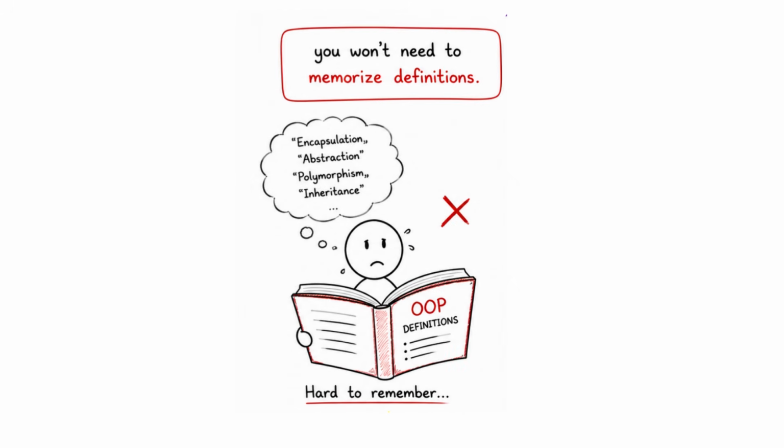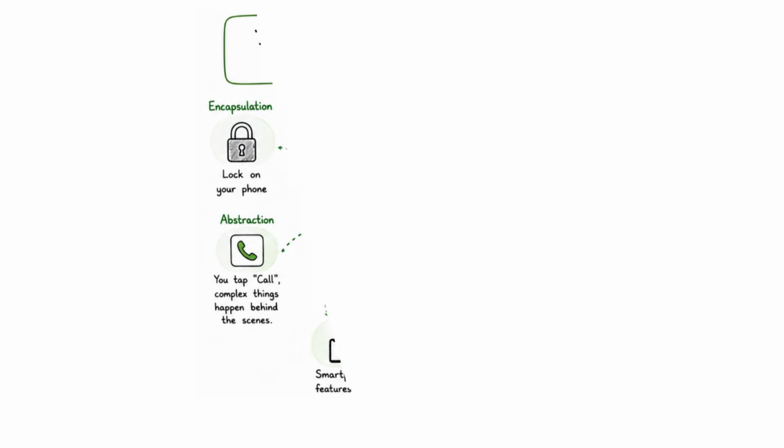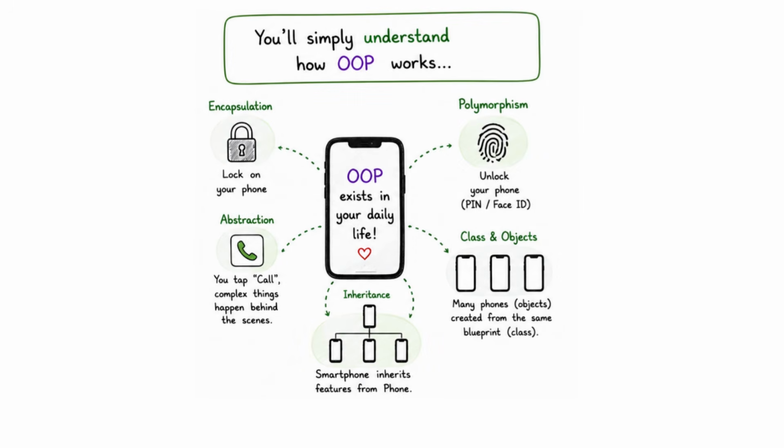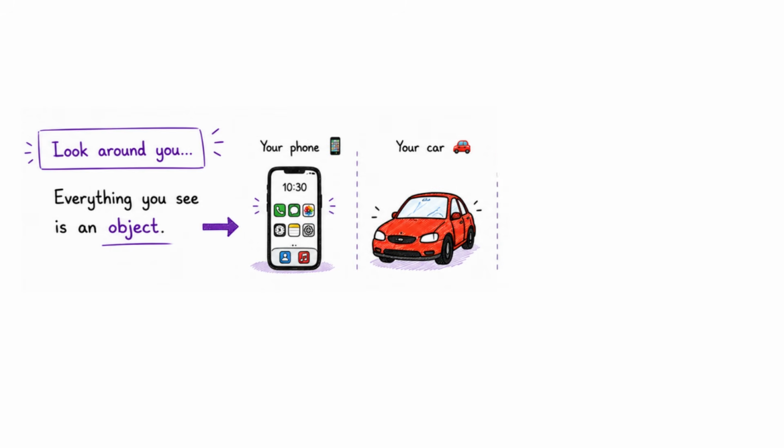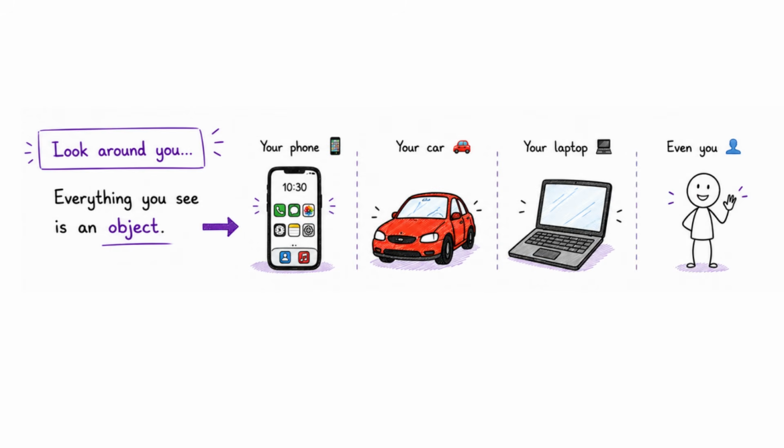And don't worry, by the end of this video, you won't need to memorize definitions. You simply understand how object oriented programming works because it already exists in your daily life. Look around you. Everything you see is an object. Your phone, your car, your laptop, even you.